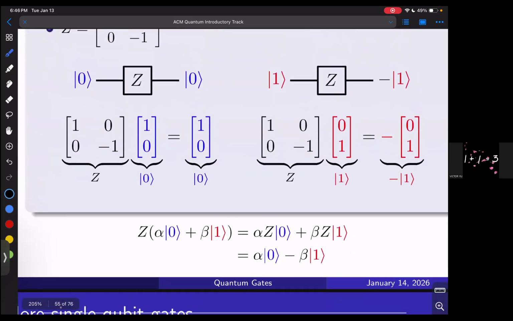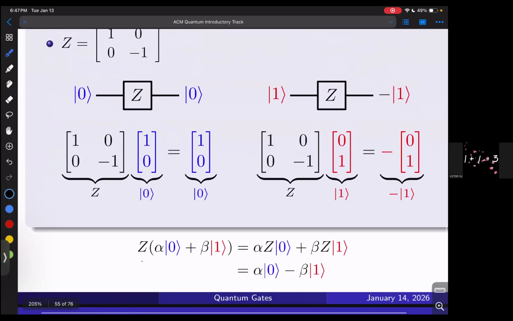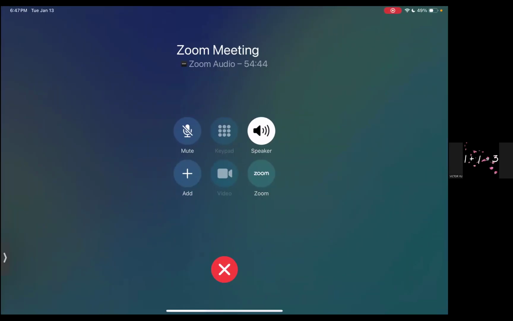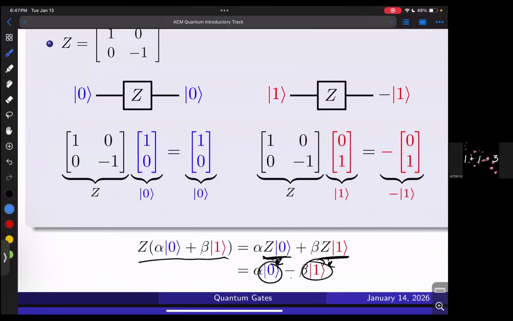And then we have the same linearity here, where if you were to apply Z on the most general state, you can distribute it through. Z on 0 does nothing. But then Z on 1 will add this negative sign right there. Does that make sense?